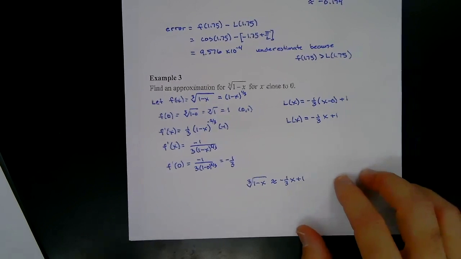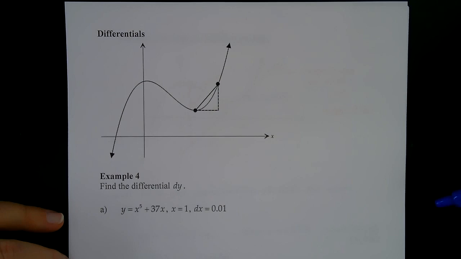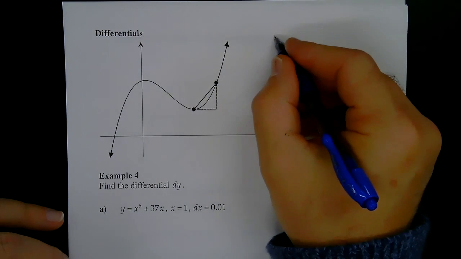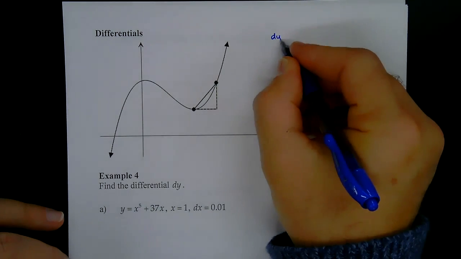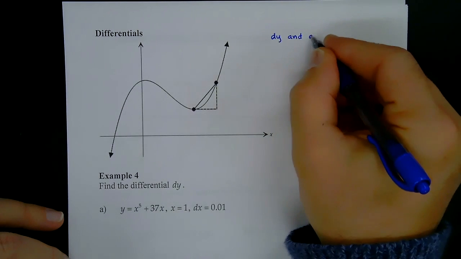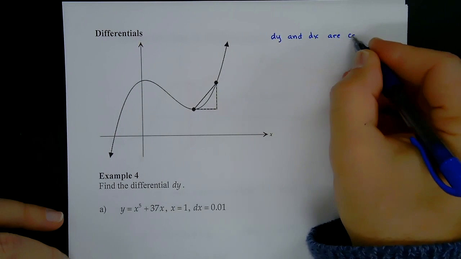Now we need to talk about differentials, which is probably the easiest part to understand. So we're going to talk about differentials now. What are differentials? When we see dy just by itself and also dx, these are called differentials.